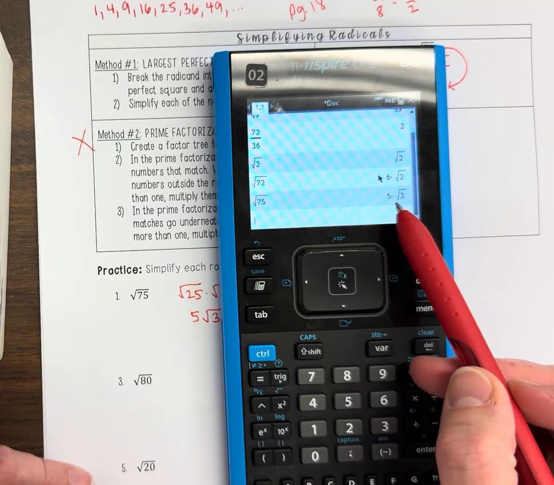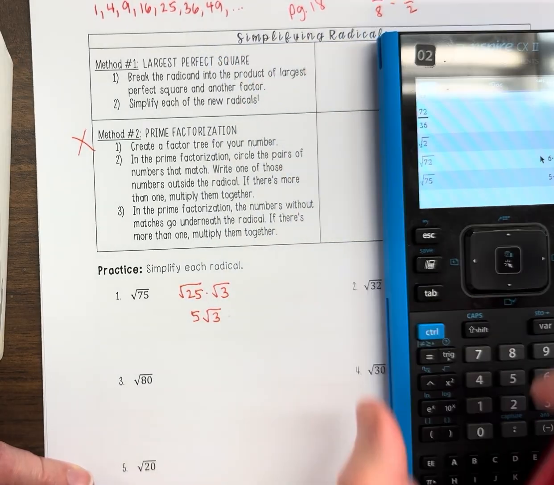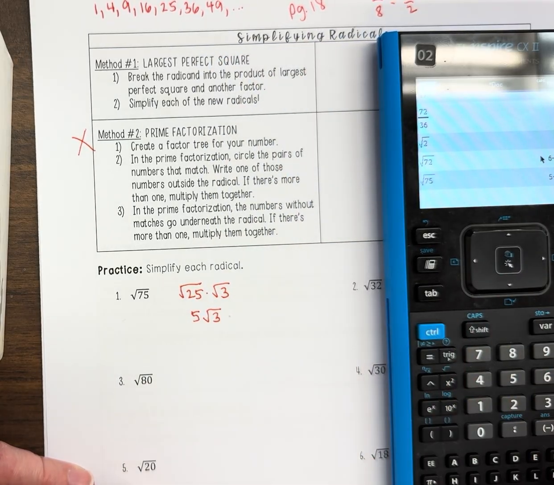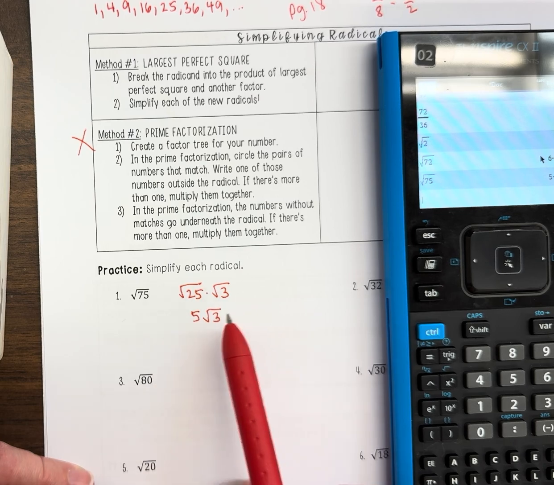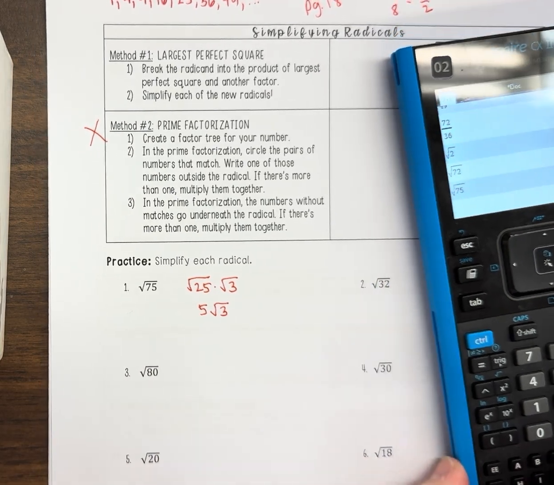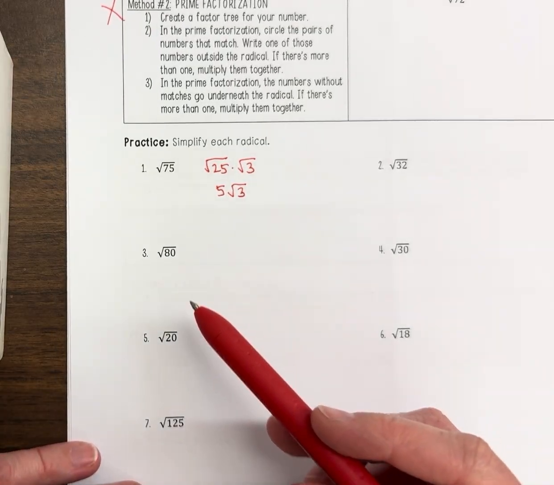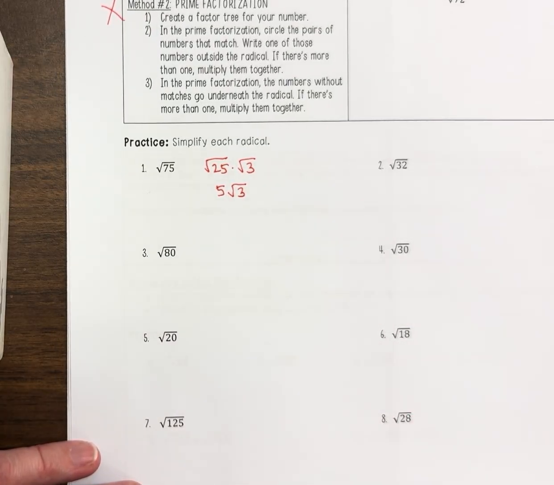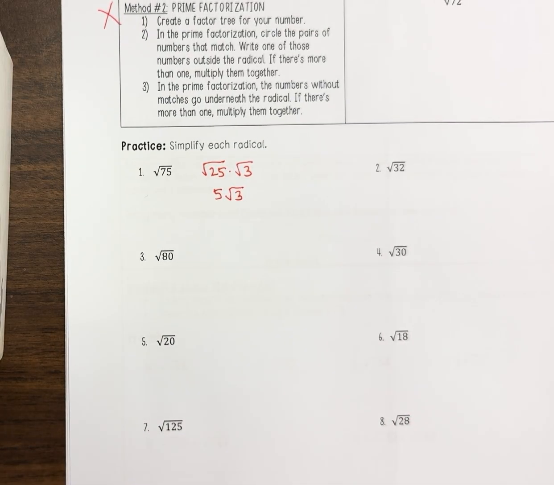Notice how your calculator puts the times symbol in there, and I'm not writing the times symbol. Either one is okay, but you're more likely going to see it like this. All right, so take a minute and on your calculator, just throw the rest of these in and see what you get. If you want to confirm your answers, you can always try to break it down yourself.